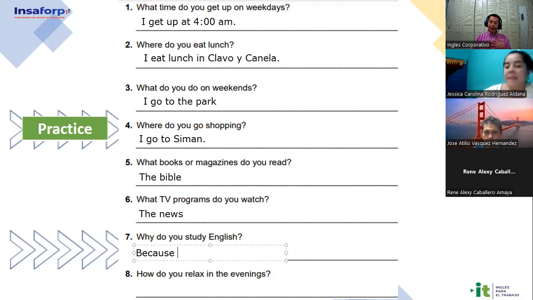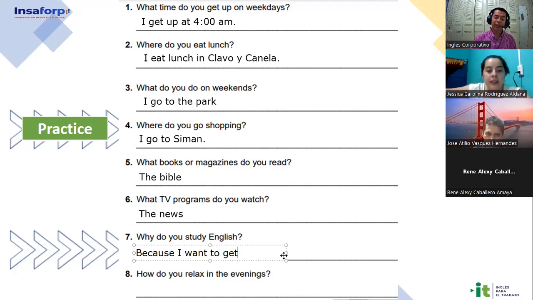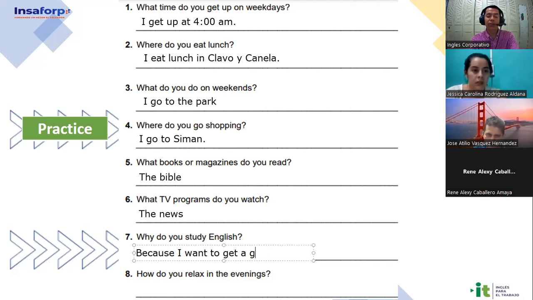Because I want. I want. Yo quiero, I want. To get. Quiero obtener, quiero lograr. A good job or a good economic situation. Okay, a good job. I want to get a good job. A good job. Un buen trabajo, right?